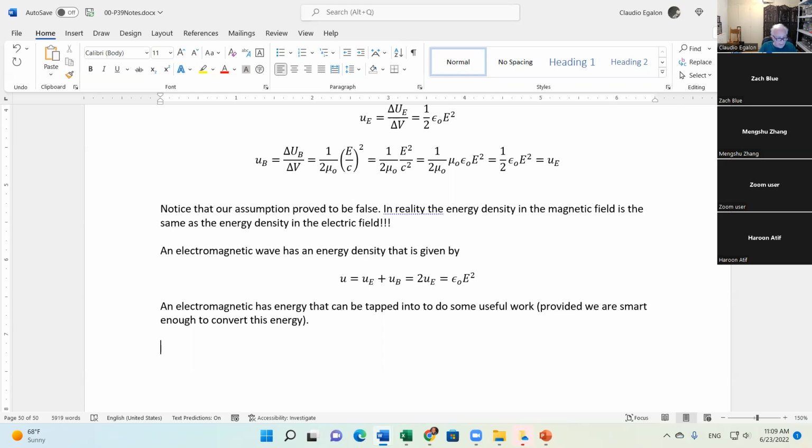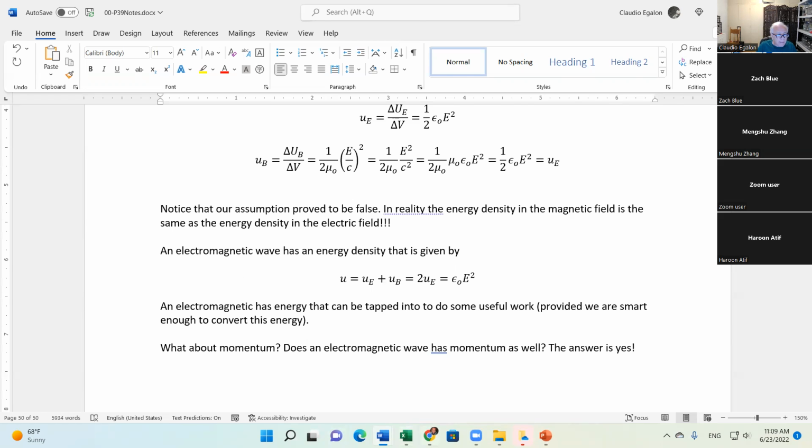So the next question that we ask is, what about momentum? An electromagnetic wave has energy. Does it also have momentum? Well, yes, we just found out that the electromagnetic wave has momentum as well. The answer is yes.